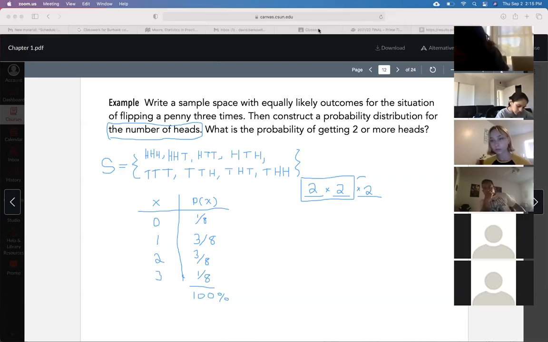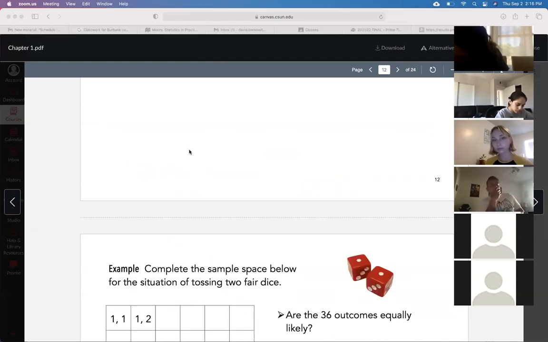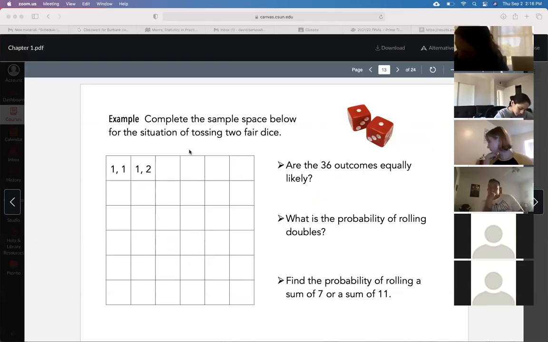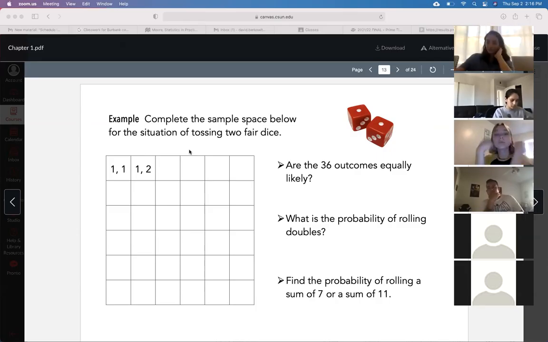Okay, clear everything and move on. Let's complete the sample space below for the situation of tossing 2 fair dice. Now, if we do this incorrectly, like someone mentioned earlier, there's 6 outcomes for the first die. There are 6 outcomes for the second die. So we might accidentally say that there's a total of 12 outcomes, but there's not. There are 36 outcomes. 1 on the first, 1 on the second, 1 on the first, 2 on the second.